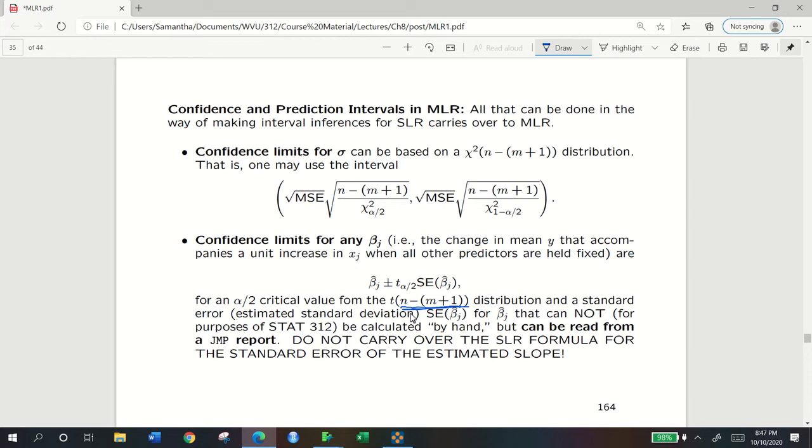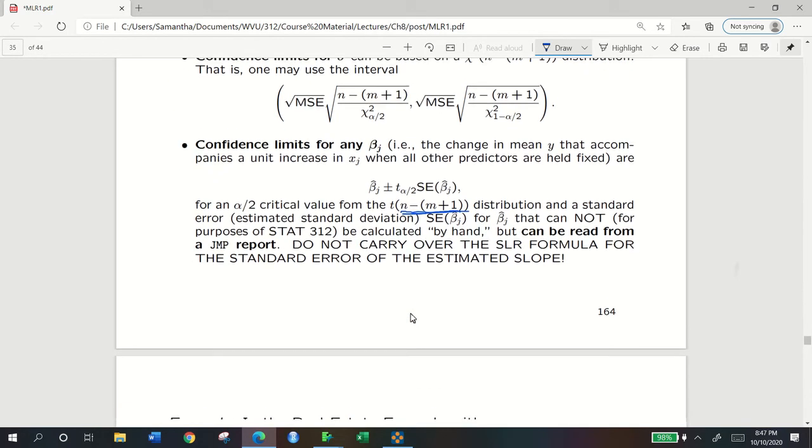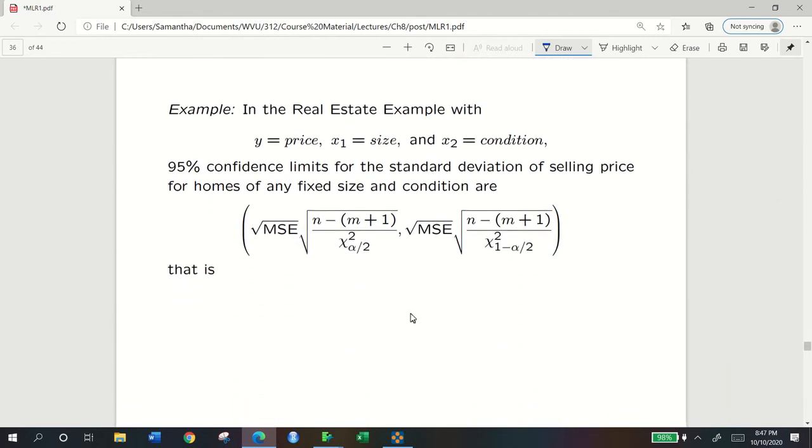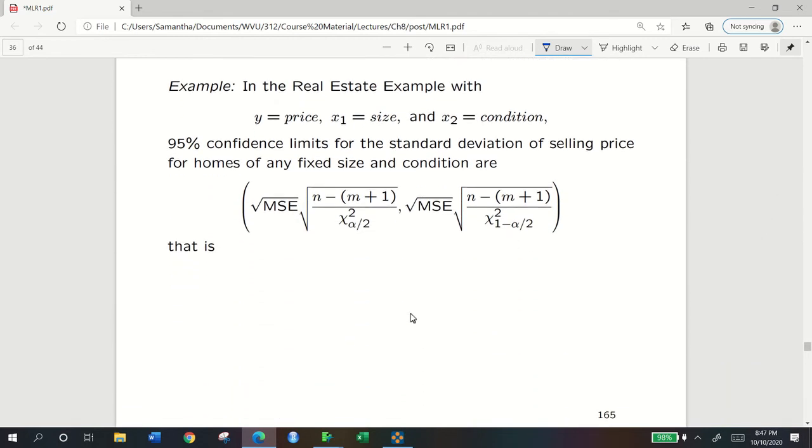As I've stated many times, you cannot get your parameter estimates through hand calculations. You are going to have to get them through JMP, and you will also have to do the same thing for your standard error. It must be given to you so that you can calculate your confidence limit. You will be able to, of course, look up your critical value on the t-table. So let's take a look at an example of this.